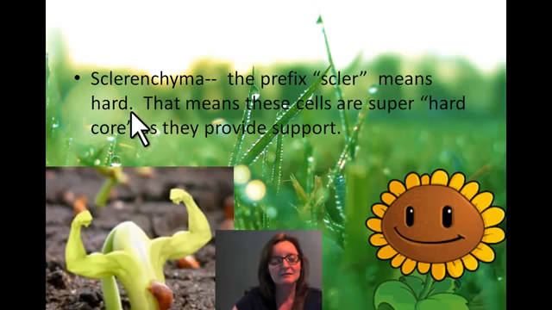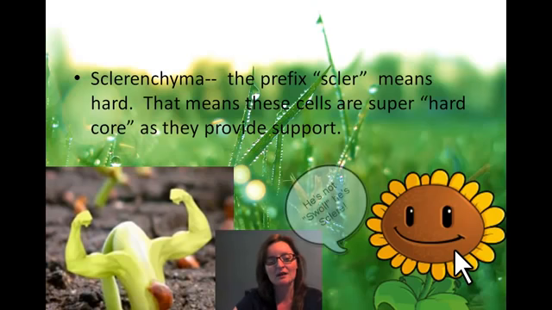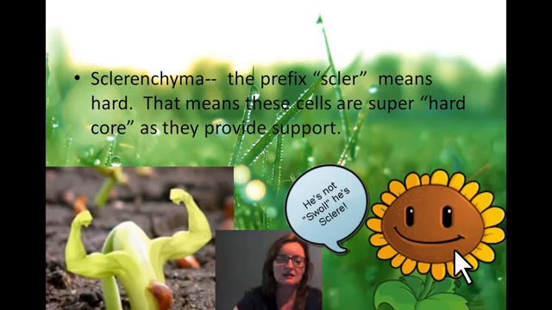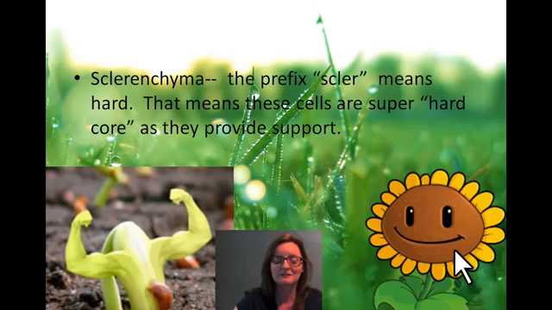Now sclerenchyma, remember that's the super strong guy. Sclere means hard, and that means that these cells are super hardcore as they provide support, whether that's to support a huge reproductive structure like a flower, or to even just break through the ground when you're a brand new plant. Now this is a little photoshopped. I have a garden every year and I've never seen any of my little seedlings with biceps like that, but this guy is pretty souped up on his sclerenchyma.